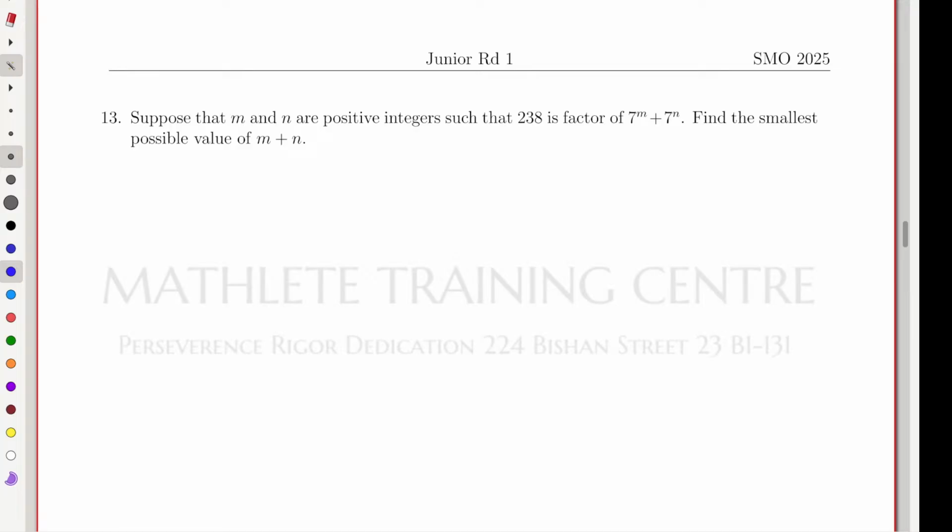So suppose that m and n are positive integers such that this guy is a factor of 7 to the power m plus 7 to the power n. Find the smallest possible value of m plus n.